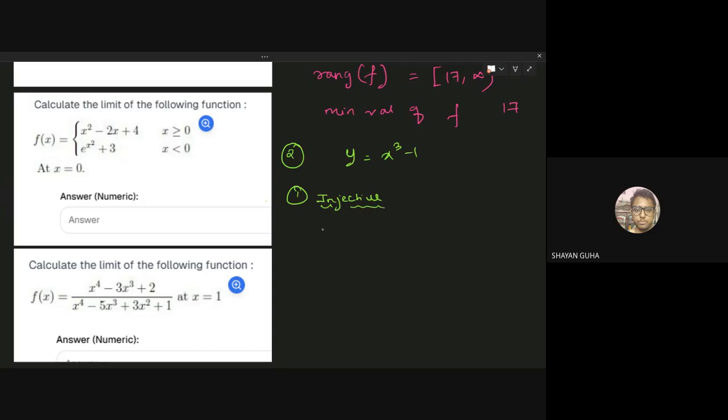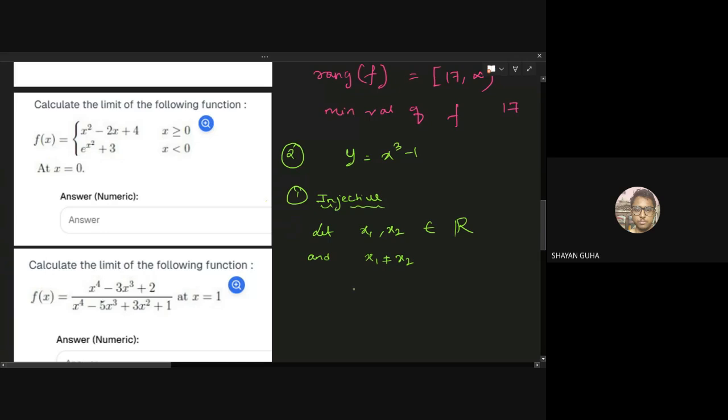The answer is simple. I can take two values, x1 and x2, from the domain R. Since this is a real valued function, its domain will be R. And we consider the fact that x1 and x2 are not equal.